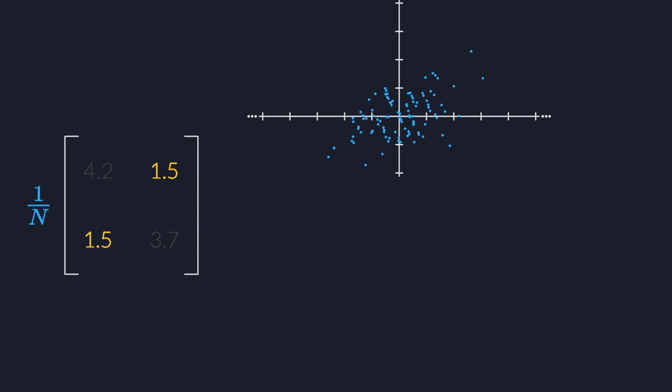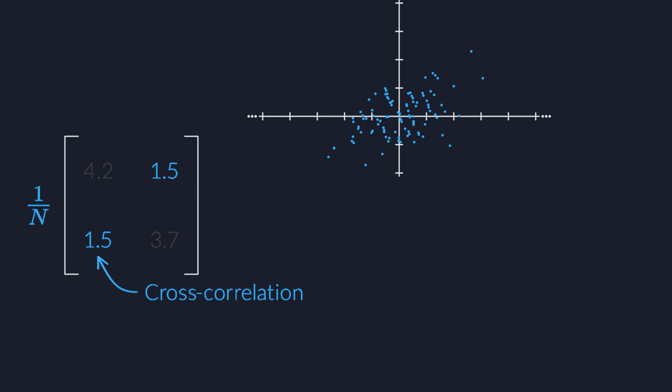And then there's that number off the diagonal. This is known as the cross-variance or cross-correlation, because it measures how much the height of a person correlates to his or her shoe size. If this number was 0, it would mean that there is absolutely no relation or connection between height and shoe size. But of course there is such a relation in real life. Bigger people typically have bigger feet. So the cross-correlation is positive here.